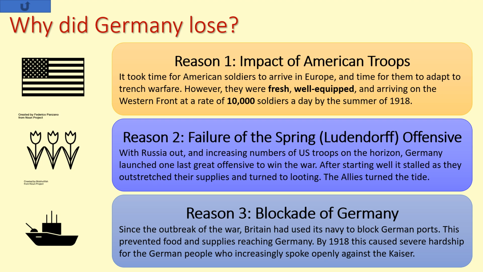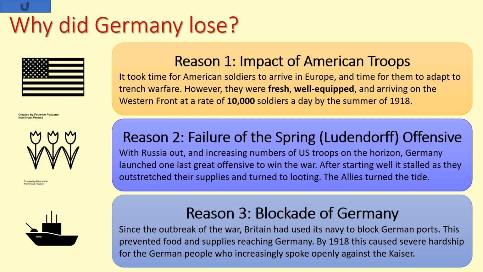Wilhelm abdicates the throne and they then negotiate an armistice, which they sign on the 11th of November 1918, and that eventually leads to a peace conference that's set up in Paris and the signing of the Treaty of Versailles in 1919. So why does Germany ultimately lose? Well, there are three big reasons why Germany loses. These are in no particular order. It's up to you to think about which reasons are more important.